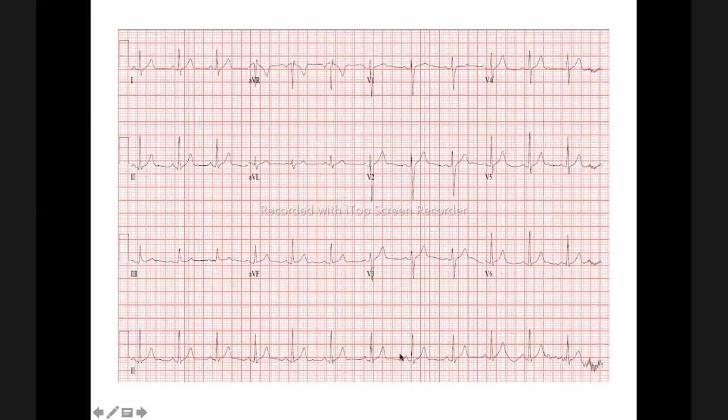1, 2, 3, 4, 5, 6, 7, 8, 9, 10, 11, 12. So there are 12 heartbeats in 10 seconds. But our heart rate is measured in a minute, and a minute is 60 seconds. So to get to 60 seconds, you have to multiply this by 6, because here it's only representing 10 seconds. So 12, which you have counted here, by 6, gives you 72. So the heart rate is 72 beats per minute, or 72 beats per 60 seconds.